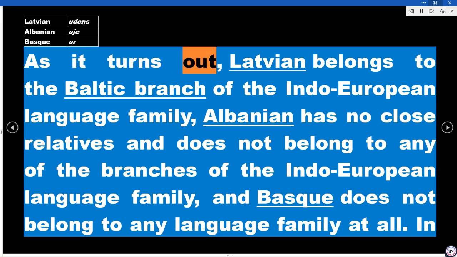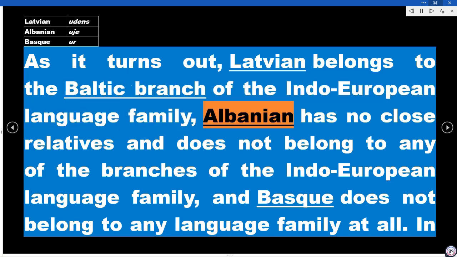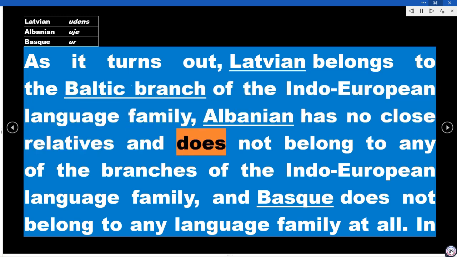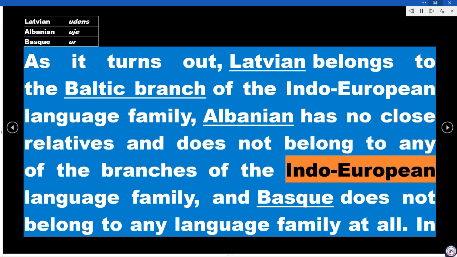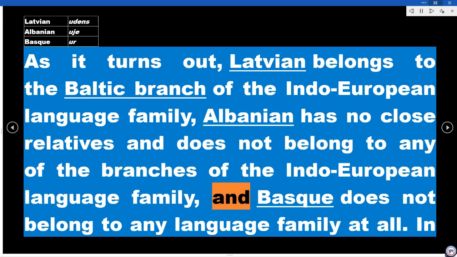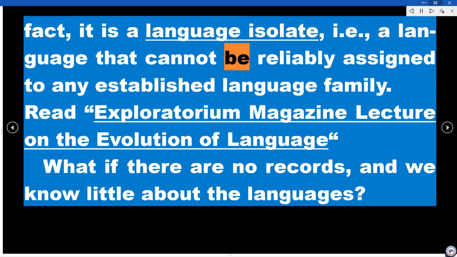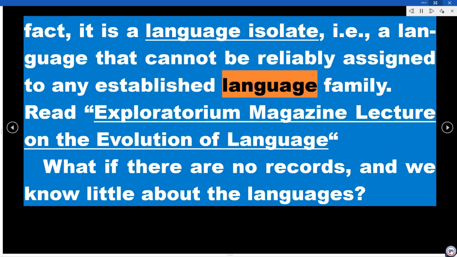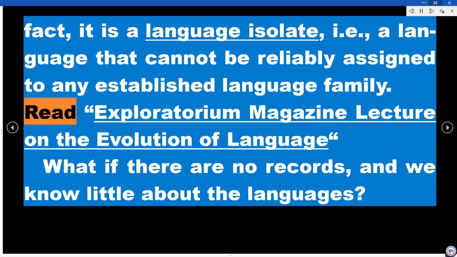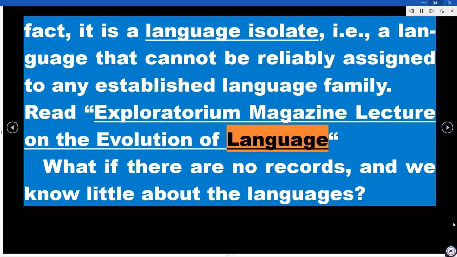As it turns out, Latvian belongs to the Baltic branch of the Indo-European language family. Albanian has no close relatives and does not belong to any of the branches of the Indo-European language family, and Basque does not belong to any language family at all. In fact, it is a language isolate, i.e., a language that cannot be reliably assigned to any established language family. Read Exploratorium magazine lecture on the evolution of language.